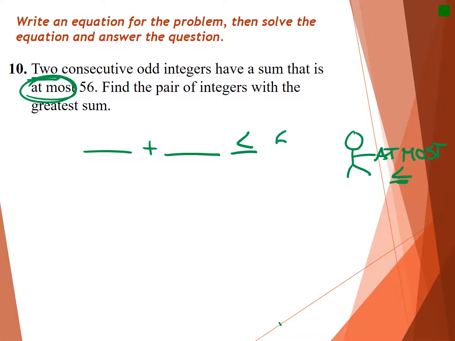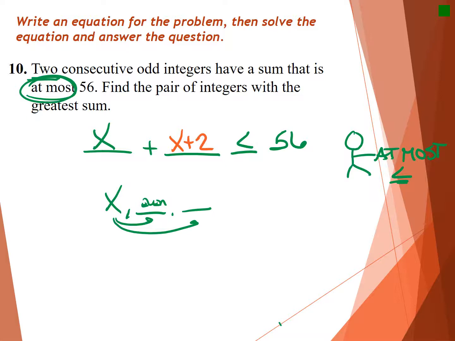And what do we want to be at most? 56. So remember, we always start with x. Now odd means we're skipping that even and going to the odd. So what do I have to do? I have to add 2.